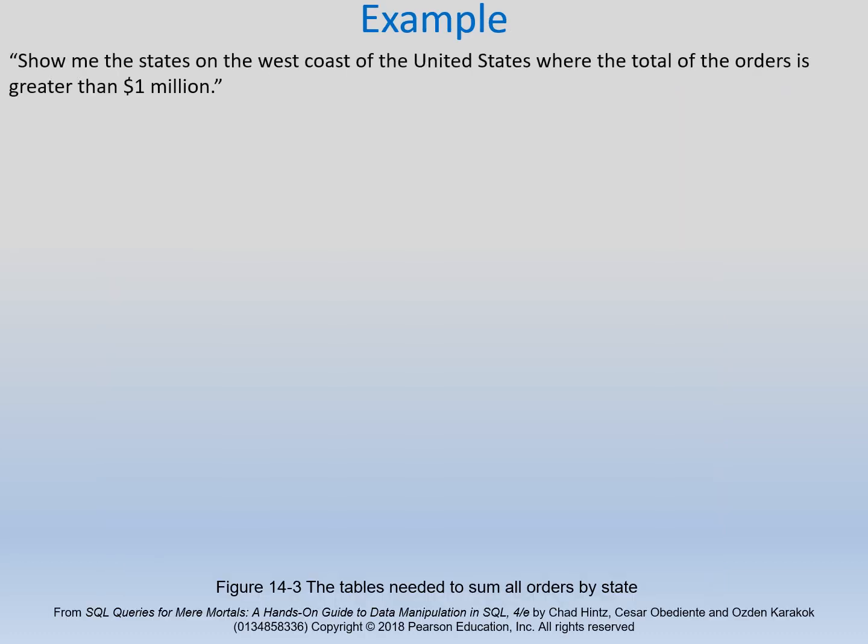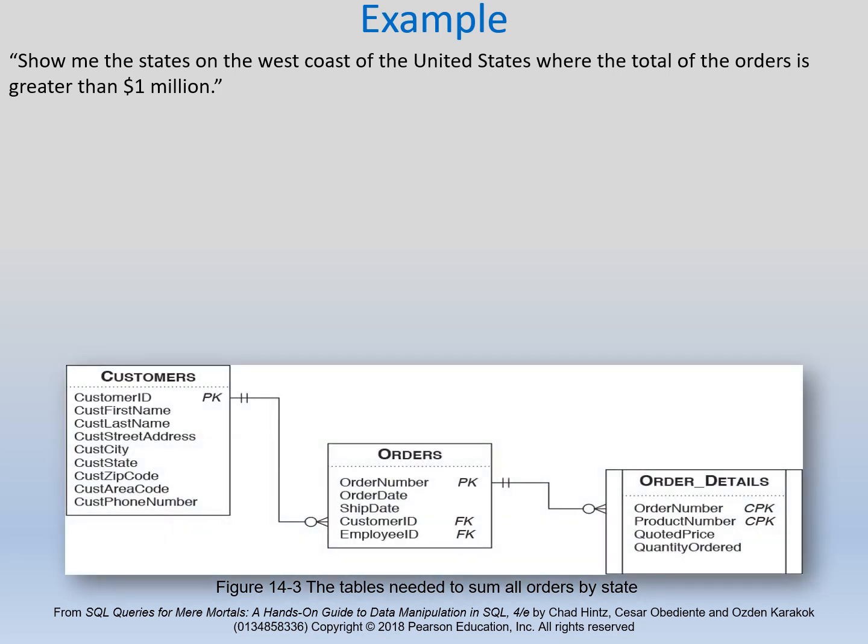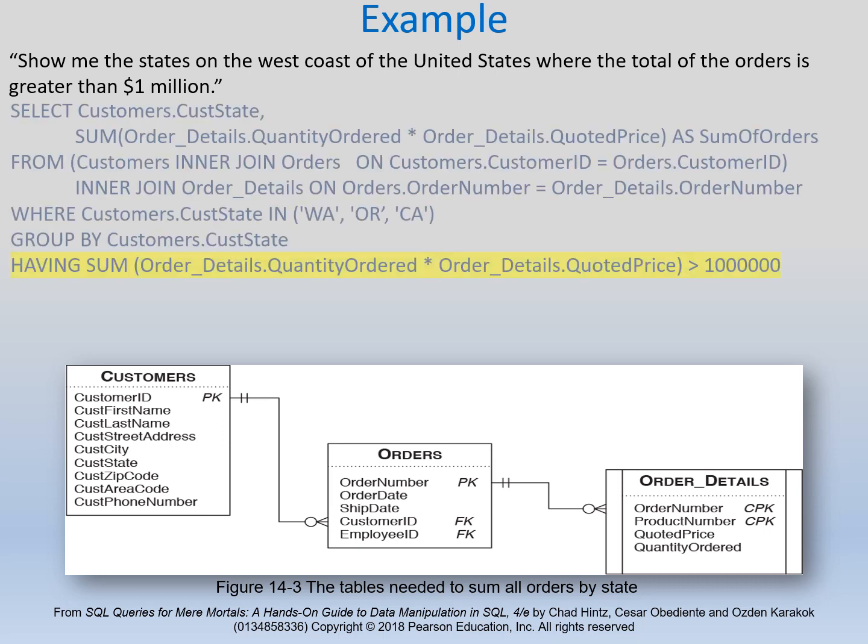Here is another example. The request is, show me the states on the west coast of the United States where the total of the orders is greater than 1 million. So we know by the request for a total of the orders that we are going to use an aggregate function, and that function will be sum. This is our data model consisting of the 3 tables that we will use to satisfy this query.